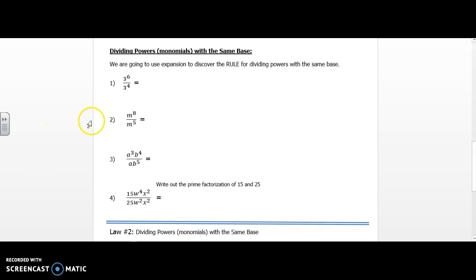So again, right here, I see I have 3 to the 6th over 3 to the 4th. I'm going to go ahead and rewrite this out. So the top, 3 to the 6th, that means I have six 3s. 3 times 3 times 3 times 3 times 3 times 3. Okay, that's 3 to the 6th. In the denominator, I have 3 to the 4th. So let's write out four 3s. 3 times 3 times 3 times 3.